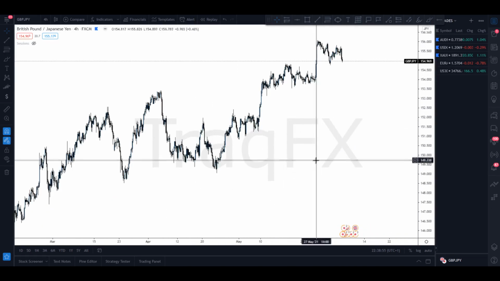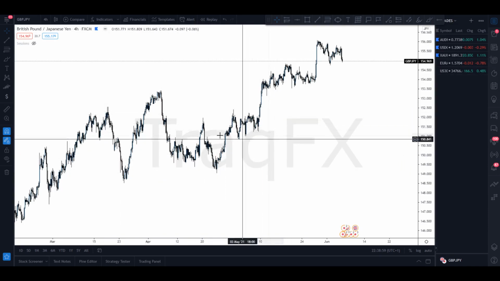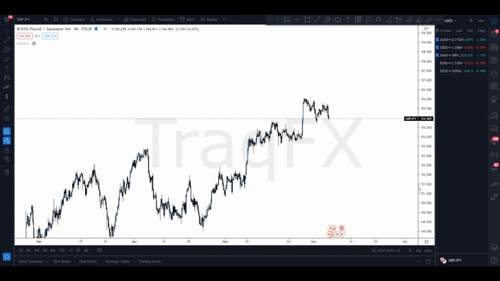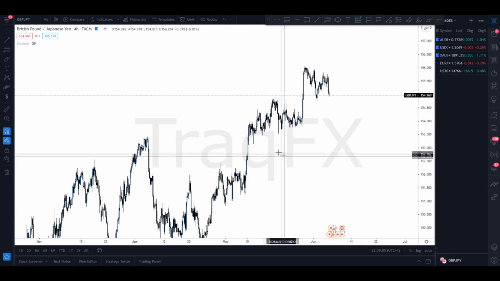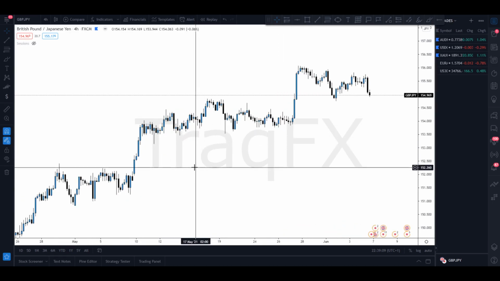Now before we get into order blocks, let's look at the trend. Trend is clearly up. We don't need to argue with the trend. We know obviously we're looking for buys because the trend is up. Now identifying liquidity, that's the first thing you should do after you understand what the trend is.